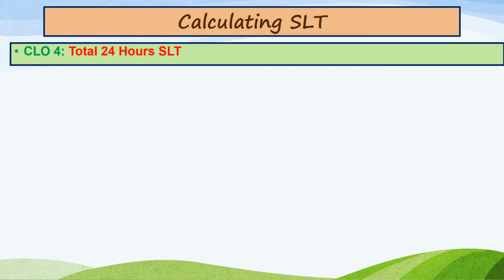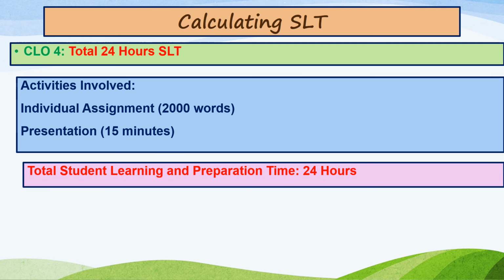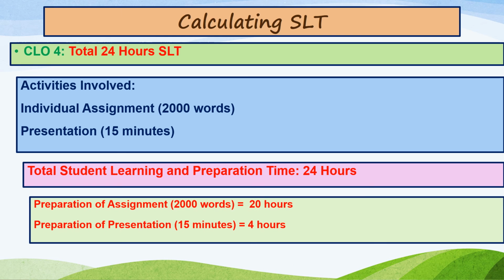The fourth CLO has a total of 24 hours of SLT. This CLO involves a 2,000 words individual assignment and a 15-minute presentation. Thus, the students need 20 hours to prepare for a 2,000 words assignment and 4 hours to prepare for a 15-minute presentation.